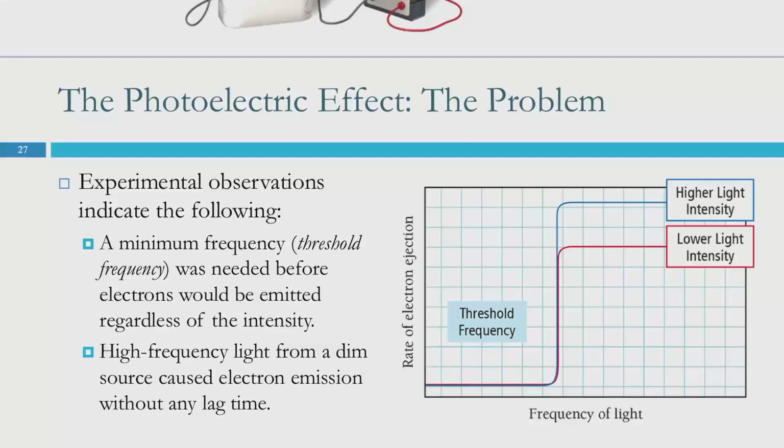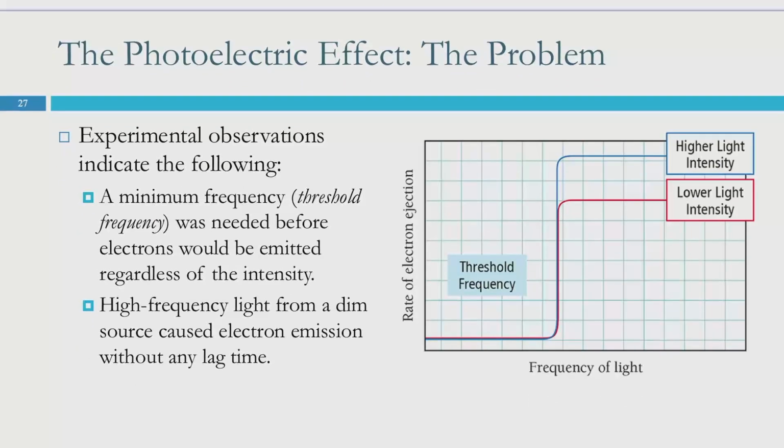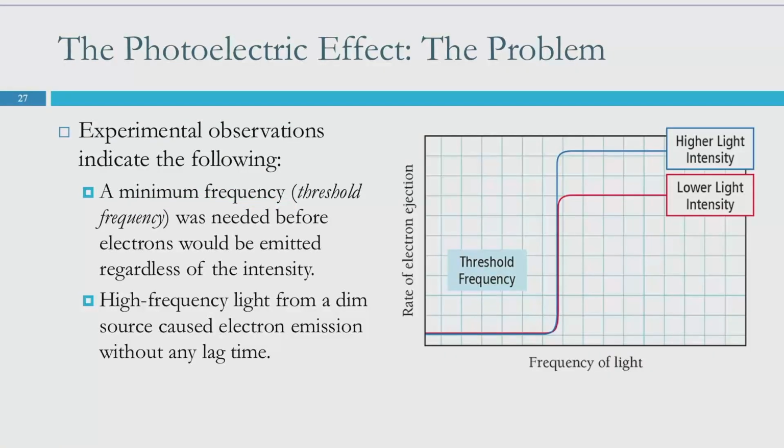So some experimental observations. We talked about how we expect there to be a lag time with those low energy lights because we're kind of charging the energy up. So they did some experiments, and they found that a minimum frequency was needed before the electrons would be emitted, regardless of the intensity. So low energy light, if it's not the correct frequency, if it's got a low amplitude and it's not the correct frequency, it will not eject electrons. There's none of that charging up the energy and then it emits afterwards. There's no lag in that way.